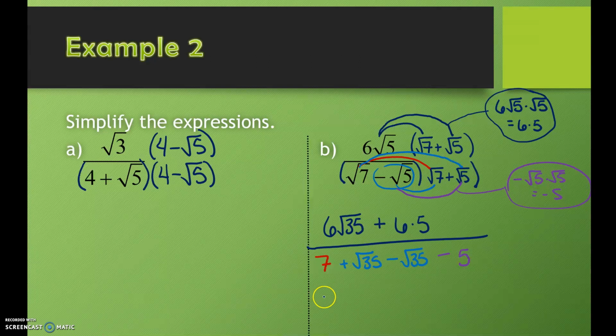On the top, we have 6 square root of 35 plus 30. On the bottom, the two middle terms cancel. 7 minus 5 is 2. If you leave your answer like that, you will only miss half a point. Does anybody see anything else we could do?